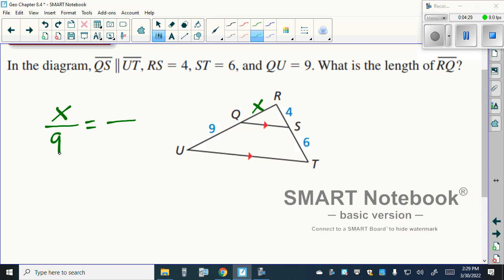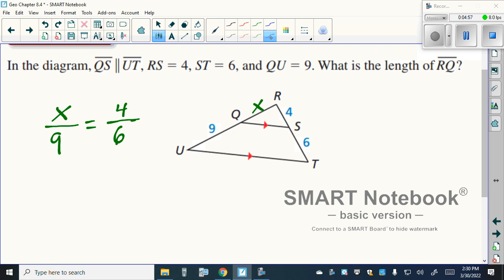Corresponding side for x would be 9. Now the other set of corresponding sides would be 4 over 6. Any questions on how we set this up? Now, does this look similar to the way we were solving the ones before? So what would we do next?